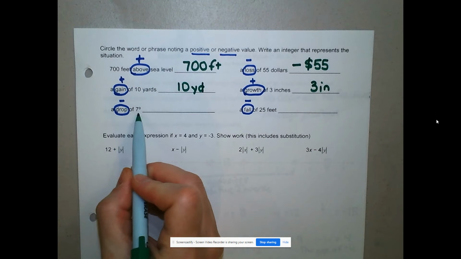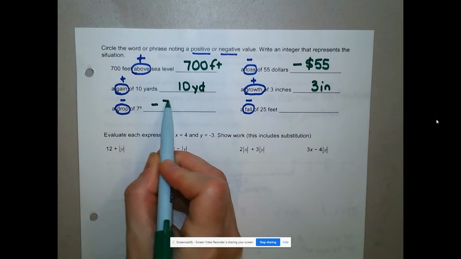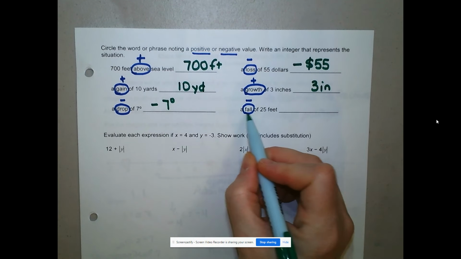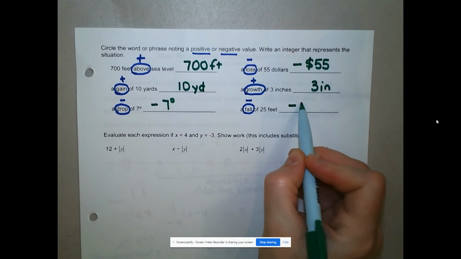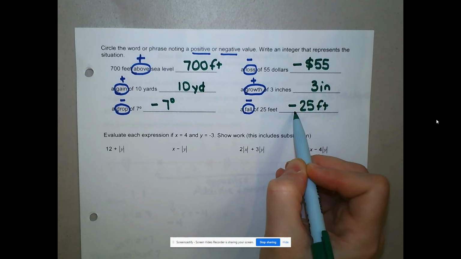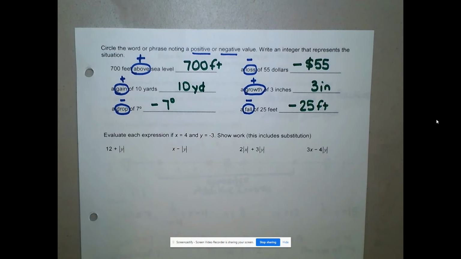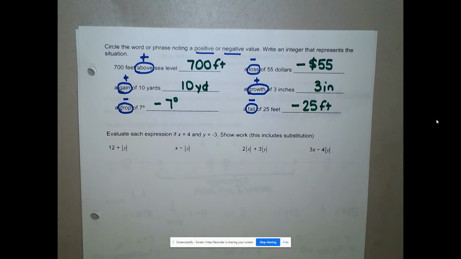A drop of 7 degrees. In order to let people know that it went down, we put the negative sign in front, 7 and the degree symbol. And last of this section, a fall of 25 feet. If something is falling, that is negative 25 feet. If there were no sign, then we would think it was somebody who had gone up 25 feet or gained 25 feet. And then we would put no sign there for a positive. Since this one's a fall and it's negative, we put the negative sign.